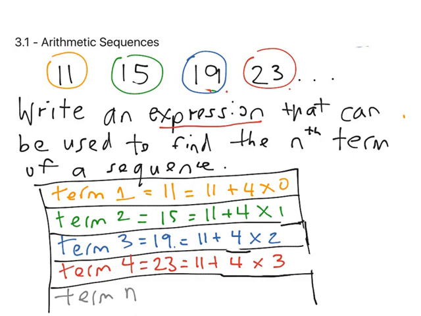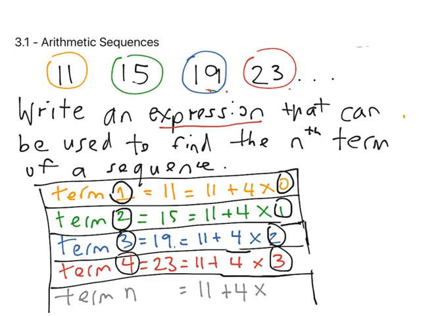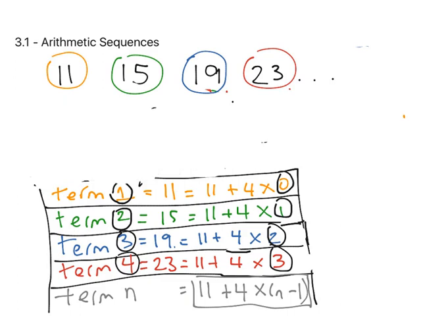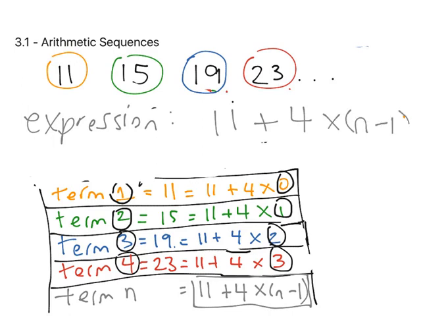Now we see a pattern. For term 1, it's 11 plus 4 times 0. For term 2, it's 11 plus 4 times 1. Term 3, we times 2. Term 4, we times 3. So for term n, it's still going to be 11 plus 4, but we're going to multiply by n minus 1. Okay? So here is our expression, a formula. 11 plus 4 times n minus 1. Okay? So what do we learn? Well, given the sequence 11, 15, 19, 23, our expression looks like 11 plus 4 times n minus 1.